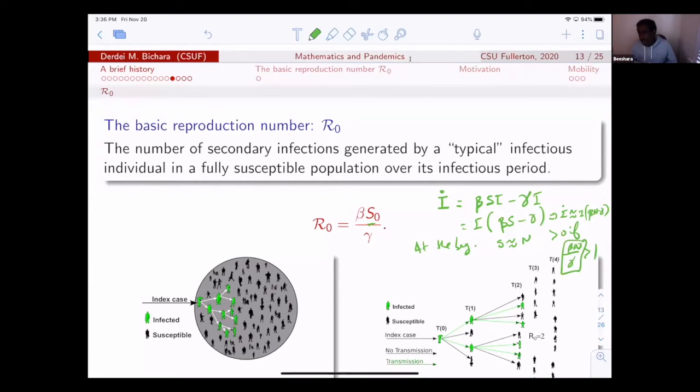If we have a lot of infected at the beginning, we cannot do the approximation S equals N, but we say S equals S0 at the beginning. So this quantity is called R0. What does it mean? It means if we take one infected individual, how many people will this person infect over the infectious period?